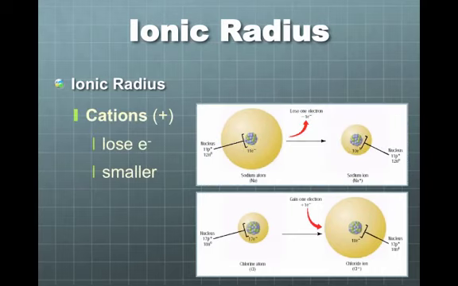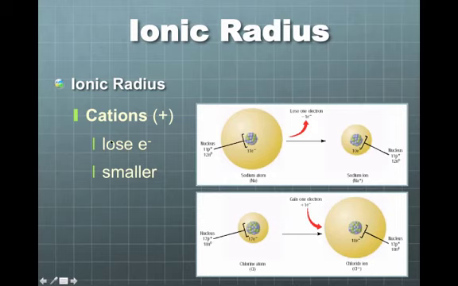Atomic radius. You should remember that the atomic radius is the distance from the center, or the nucleus, of an atom to the outside of the electron cloud. Now, if an atom loses an electron, it becomes an ion. An ion, you should remember, is an atom that has lost or gained electrons. So what we're saying is the number of protons and electrons are no longer equal.